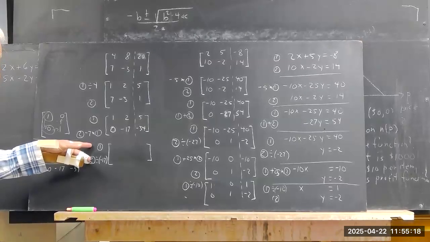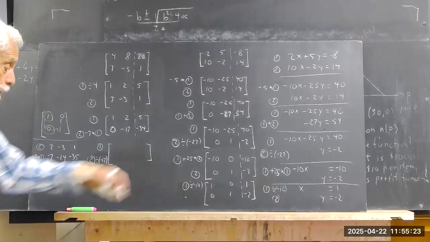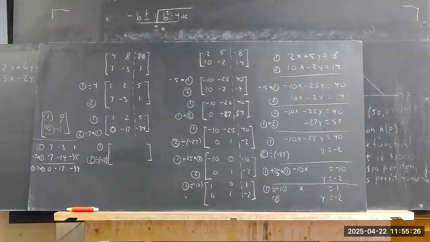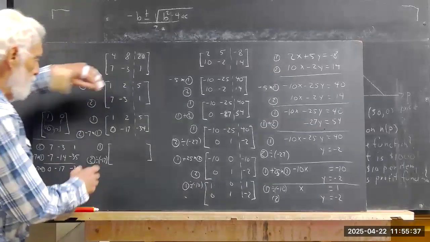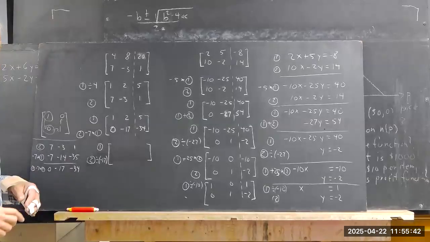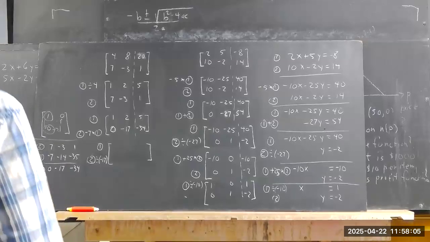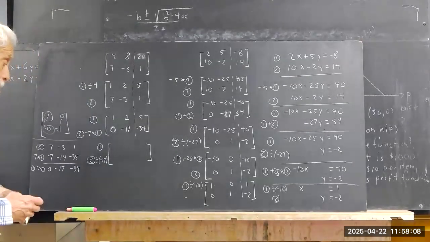So I write down row 1 here. What do I get? I write down row 2 divided by -17. What do I get here? So again, write down everything that I've done here and then fill it in. Okay? It's looking a little better.